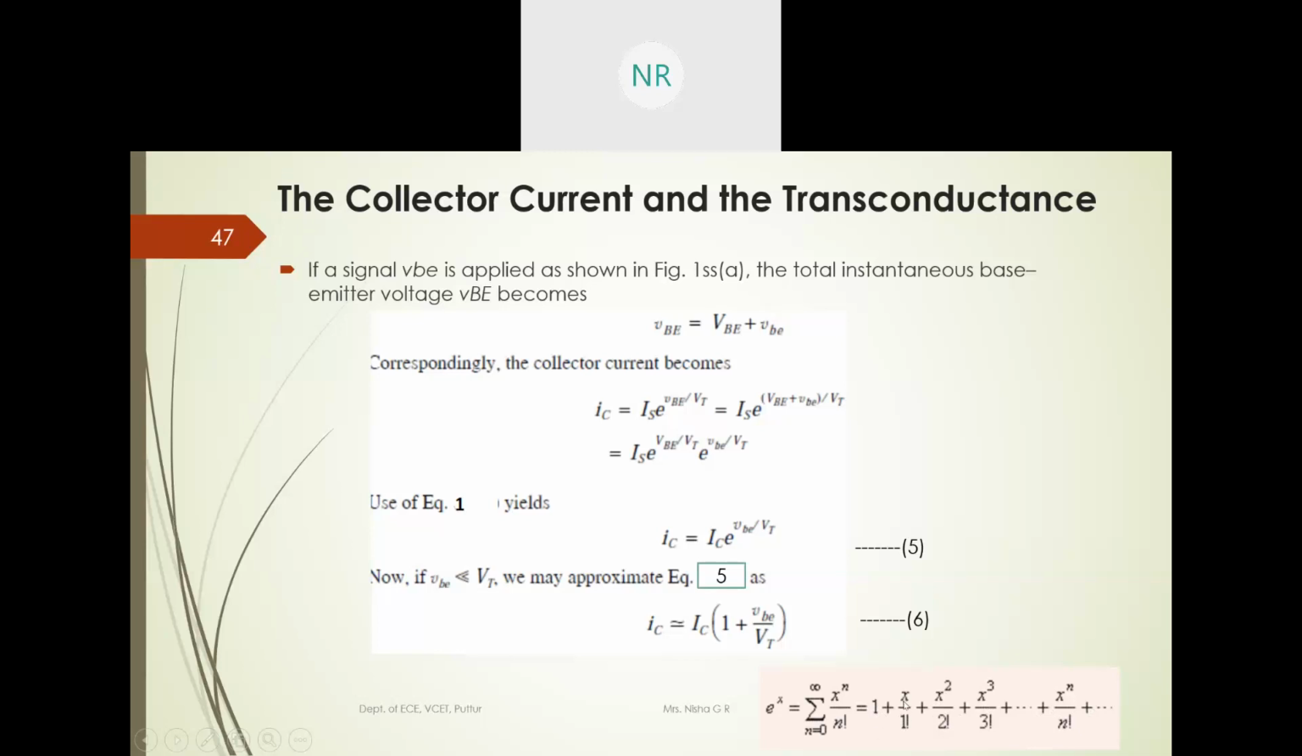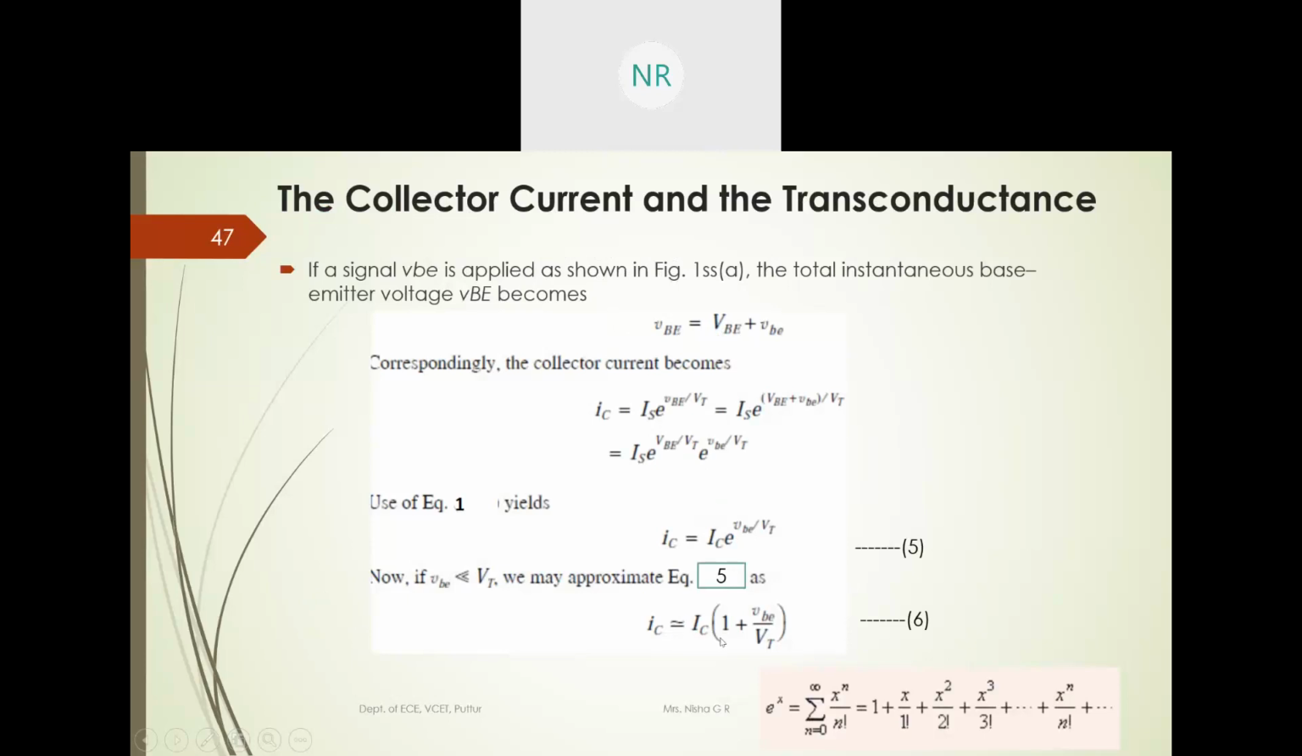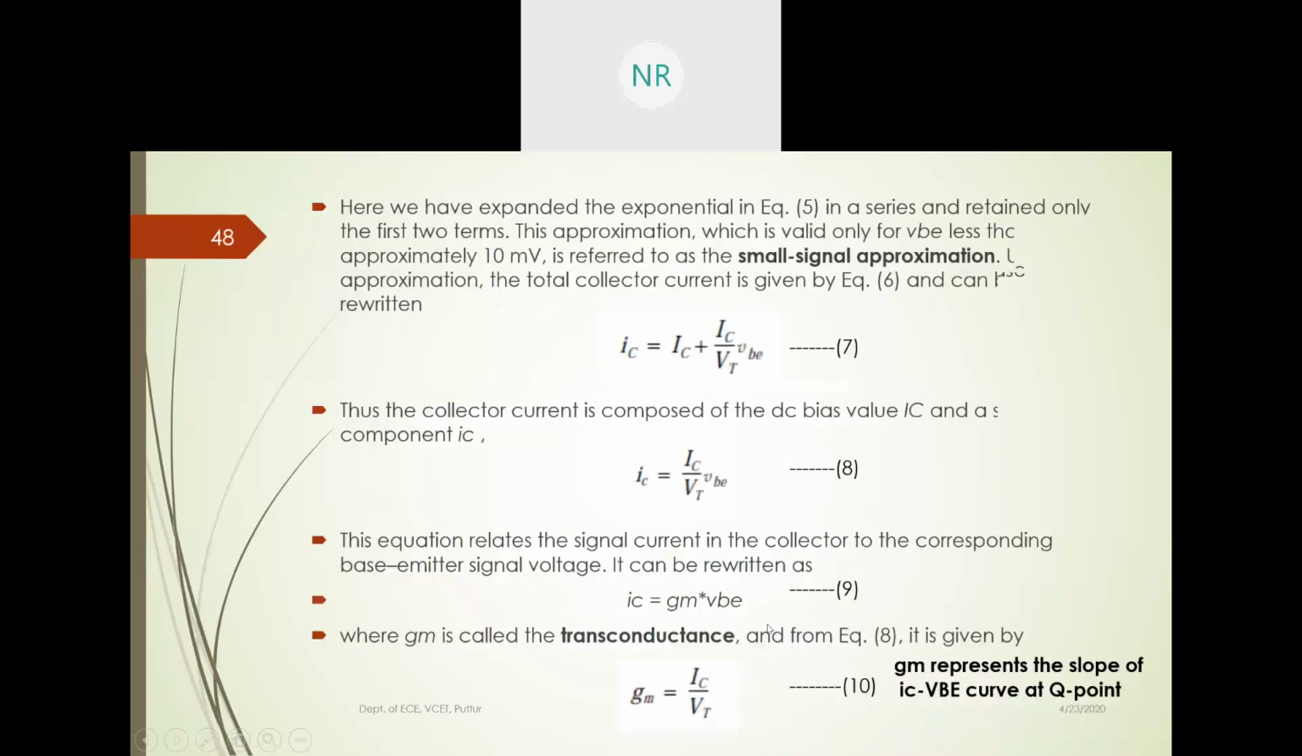That is 1 plus x by 1 factorial. So what is this x now? vbe by Vt. So that is why Ic into this exponential term is replaced by the first two terms of the expanded series, that is 1 plus vbe by Vt. Very important expression. This is called small signal approximation, which we can say applies if vbe is less than or approximately 10 millivolt. So now equation 6, the previous expression, they have written like Ic, they have taken inside the bracket. So what is it?